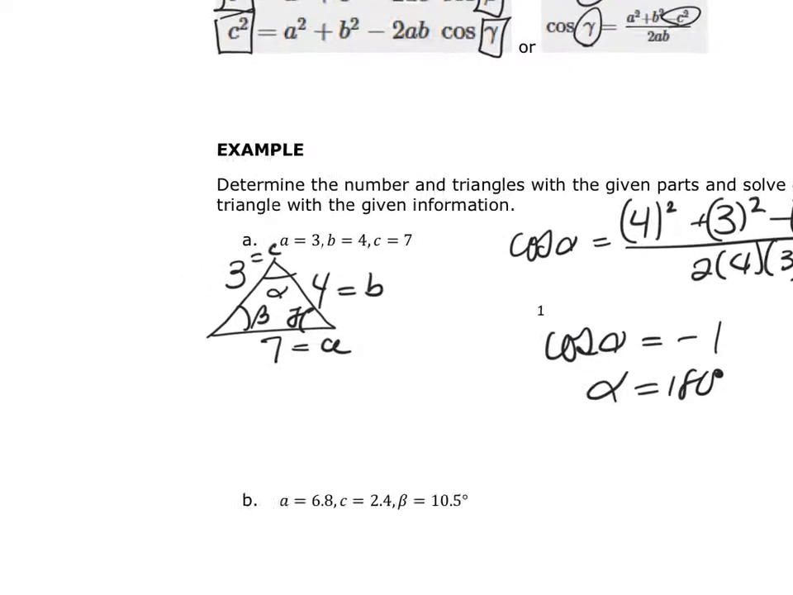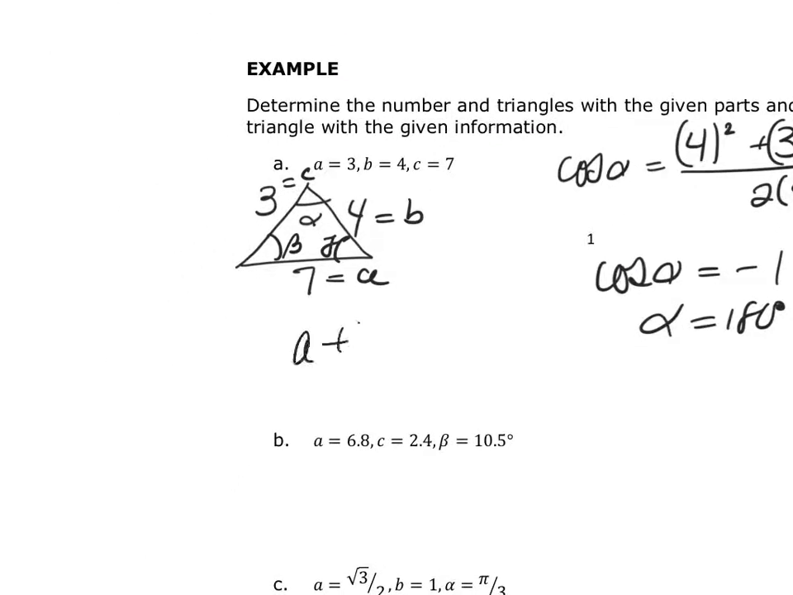So here's the deal. A plus b has to be strictly greater than my c value, where c is my largest side. If c is my largest side, this has to happen or I have no triangle. The two shorter sides have to add up so that it is strictly greater than the largest side. If it doesn't, then you have no triangle. The two shorter added up have to be greater than the longer side. Otherwise you don't have a triangle.